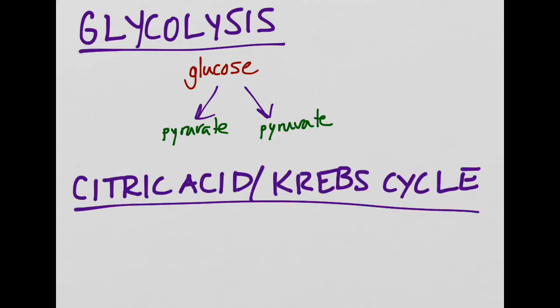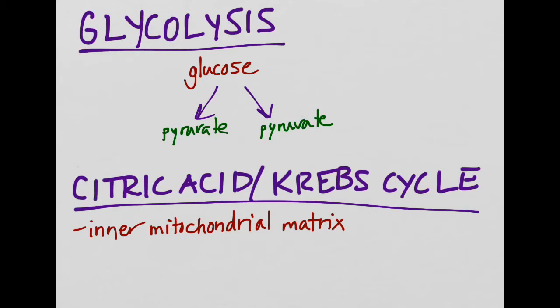But if oxygen is present, we are then going to do the citric acid cycle, also known as the Krebs cycle. A couple of key points about this before I go into the details. First, where is this happening? You know generally that it's happening in the mitochondria, but specifically it happens in what we call the inner mitochondrial matrix. On the next slide, I'll show you a picture of what this looks like. But just a couple of other things before we get there to give you an overall picture.